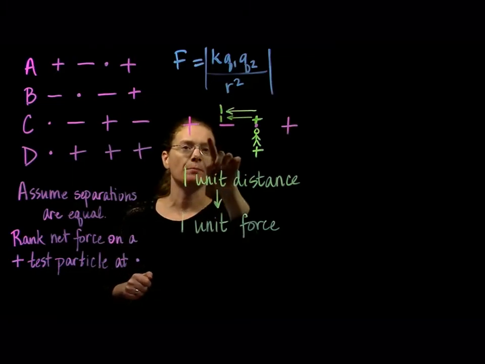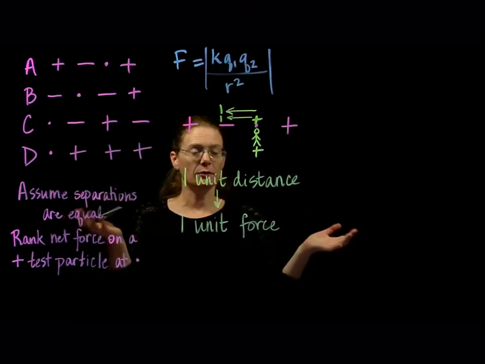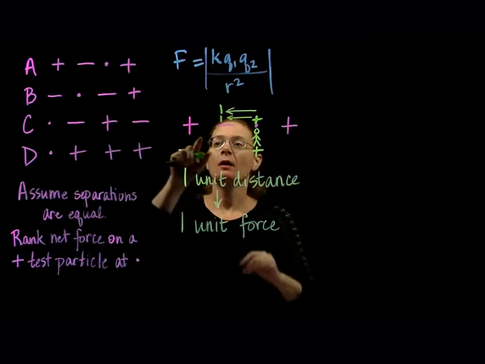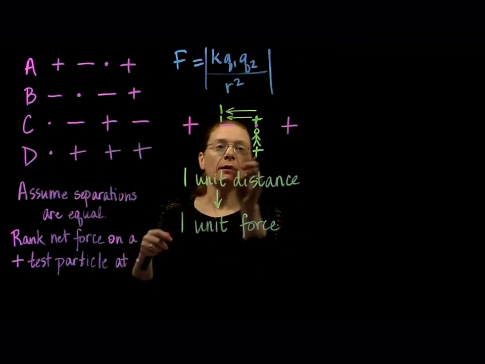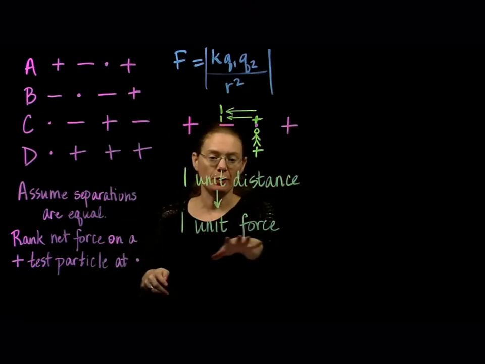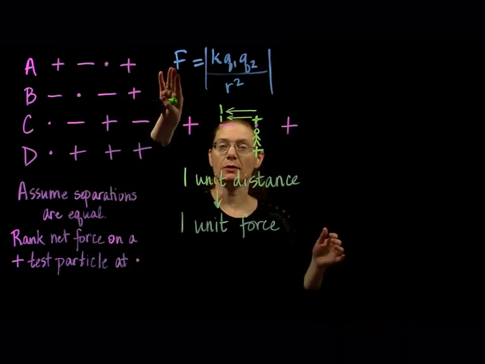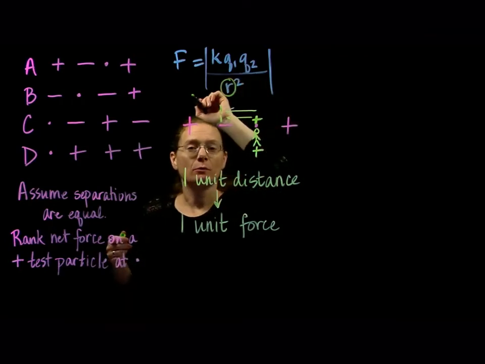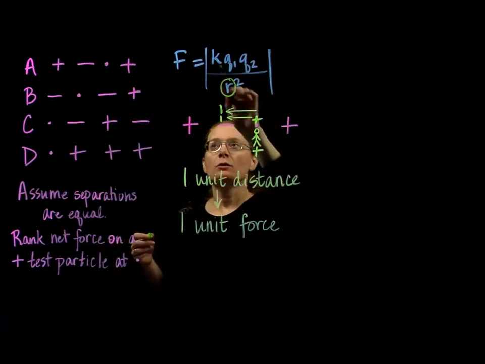Now let's look at this one. This is a positive. I'm positive. We're going to repel. So this thing's going to be pushing me away. So I'm going to have a push to the right. How big is it? Now it's twice as far away as these. So if we have 1 unit distance giving 1 unit force, if we double the distance, what happens to that force? I'm going to double this R down here, the distance. And what's that going to do to the force?